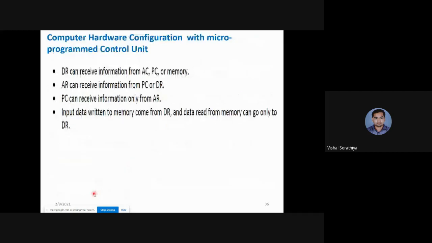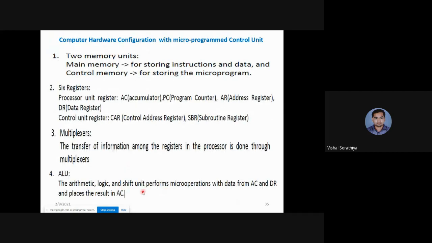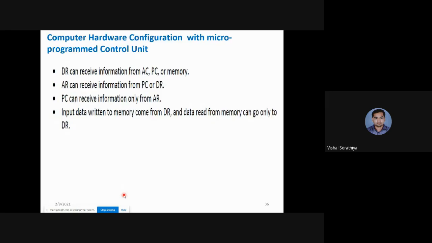Yes, we require ALU to do the arithmetic, logic, shift operation from the accumulator and data register, and we need to place the result into the accumulator so the next instruction can access it. So in computer hardware configuration with microprogram control unit, data register can receive information from AC and PC, AR can receive from PC and DR, program counter can receive from AR. So these are the paths they have mentioned, like which particular block will get the data from which one. That's the overall stuff mentioned here.